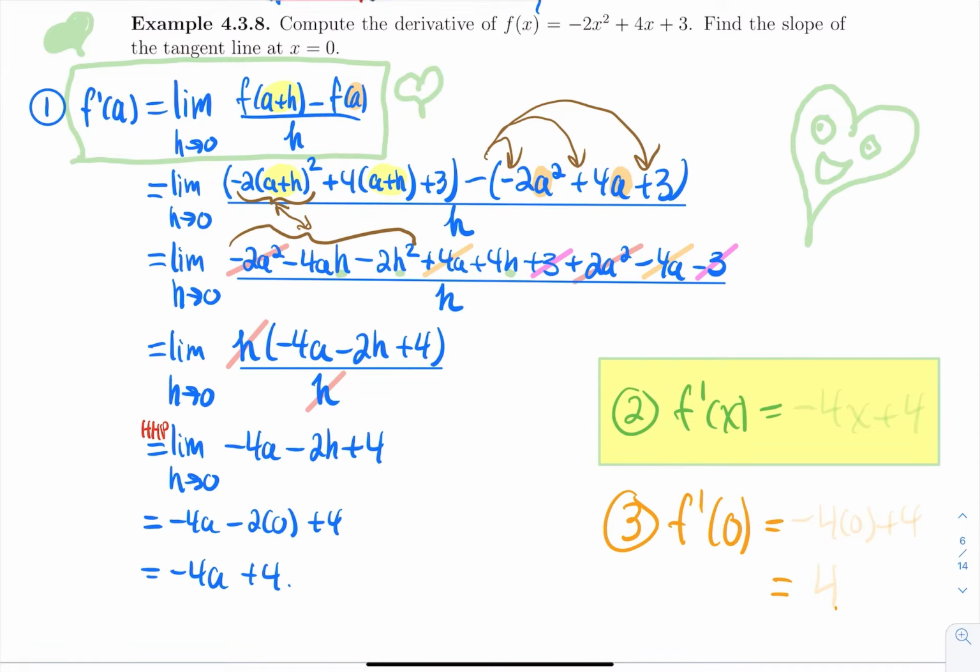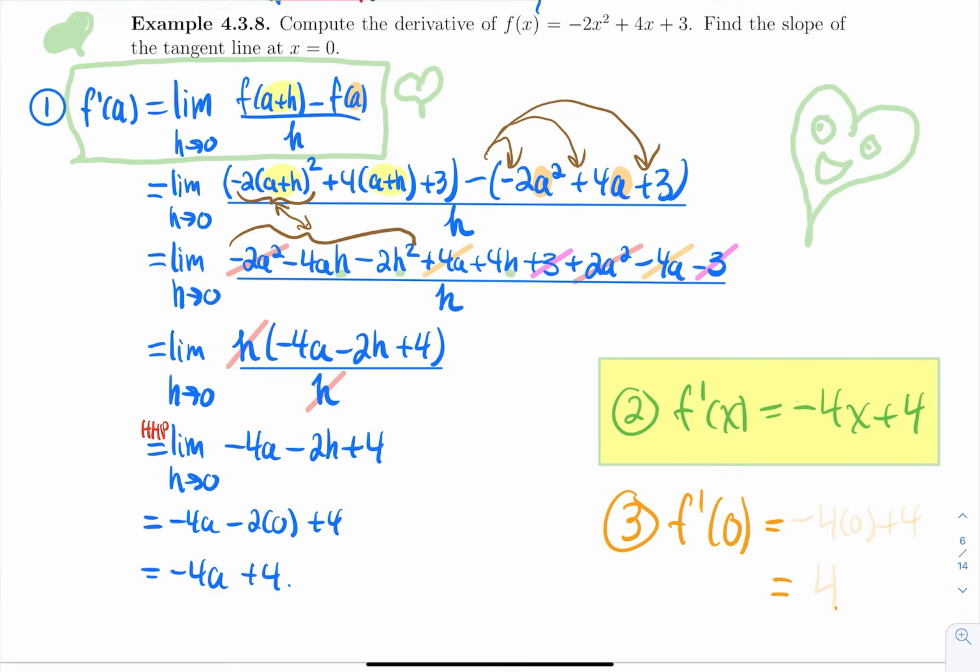Of course, if you already know the rules of differentiation, you can get this formula pretty quickly in your mind. But anyways, we don't know that rule yet. Now if you want f prime at x, you just replace all the a's by x. So you get minus 4x plus 4. That's my f prime.